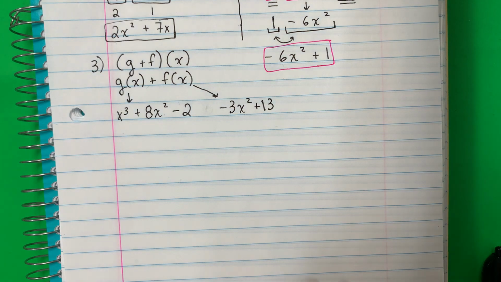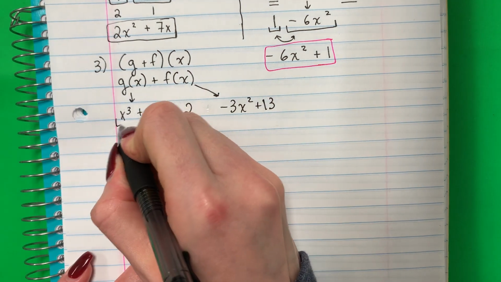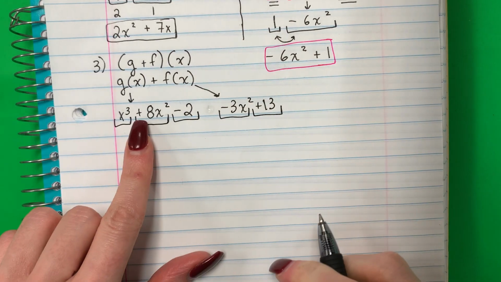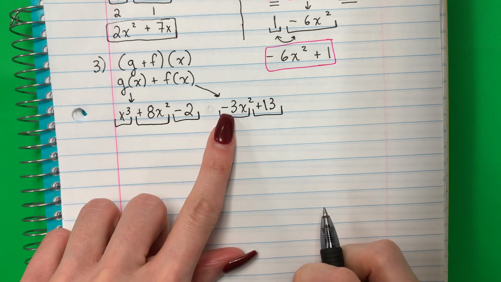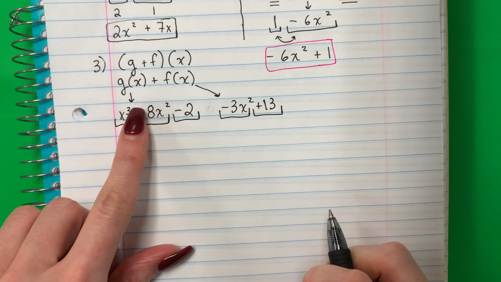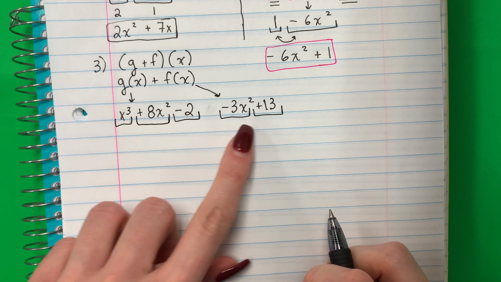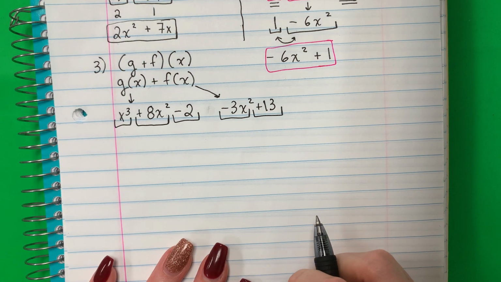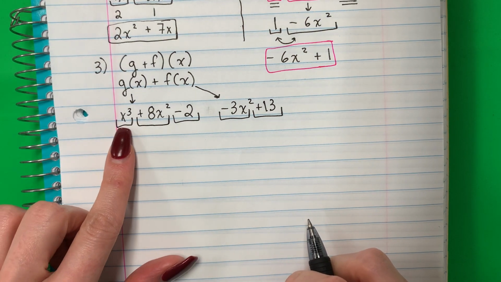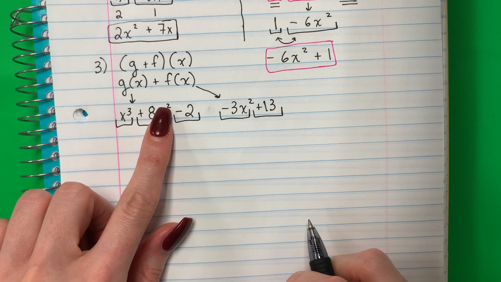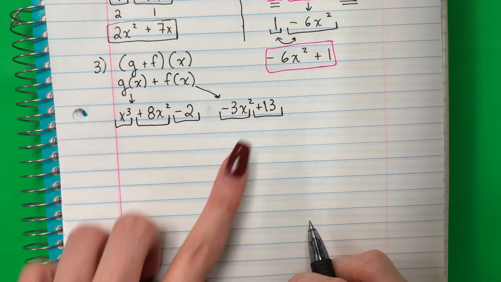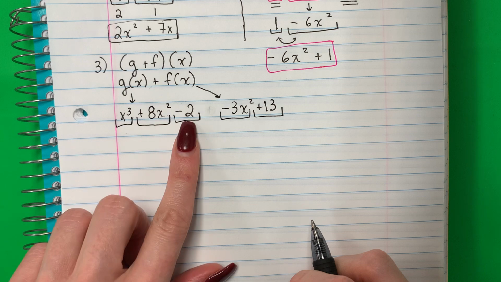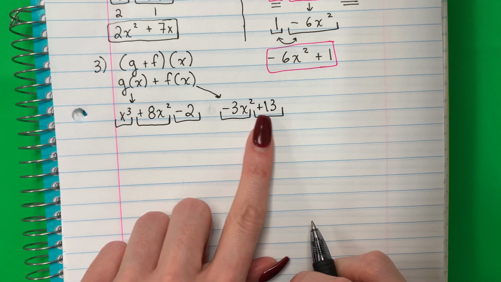Now, how many parts are there? 1, 2, 3, 4, 5. This plus is with the 8, this minus with the 2, this minus with the 3, this plus with the 13. Okay? Which ones are similar? X cubed, x squared, no x squared, no x.